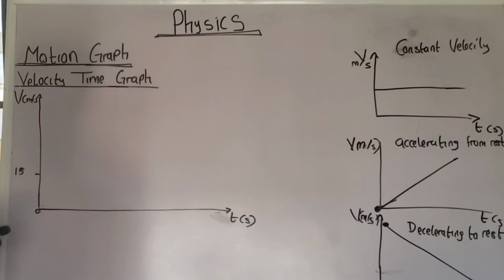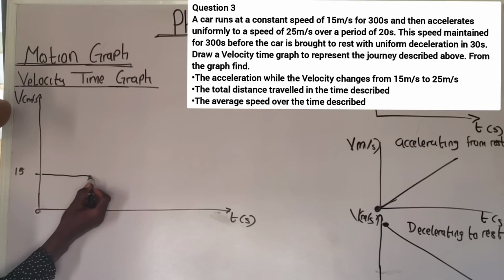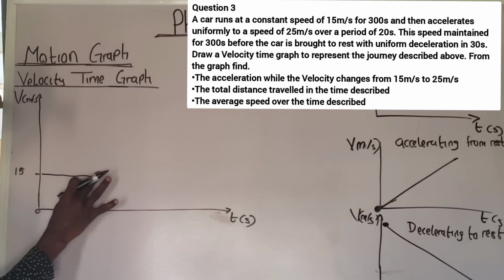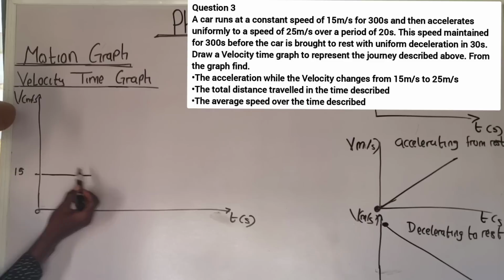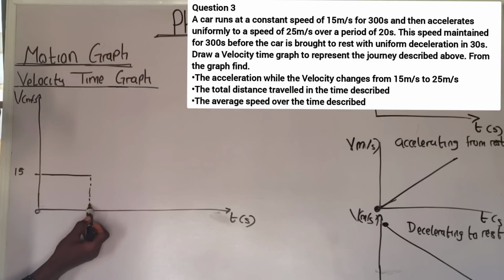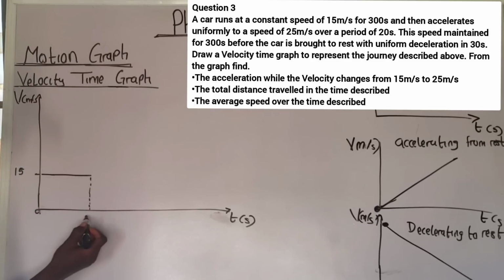So now we are told in the question that the car runs at a constant speed of 15 meters per second for 300 seconds. So here I'm going to have a line looking like this. Don't mind the diagram, I want to sketch it out now. Here will be 300. The distance from this point to this point will be 300 seconds. Do you understand? Okay, now let us proceed.